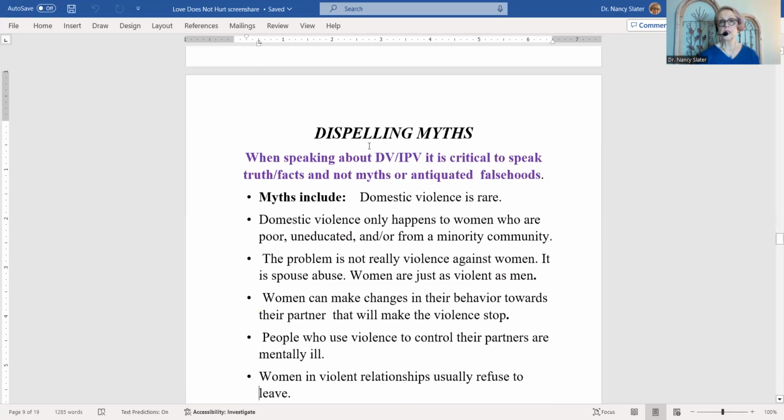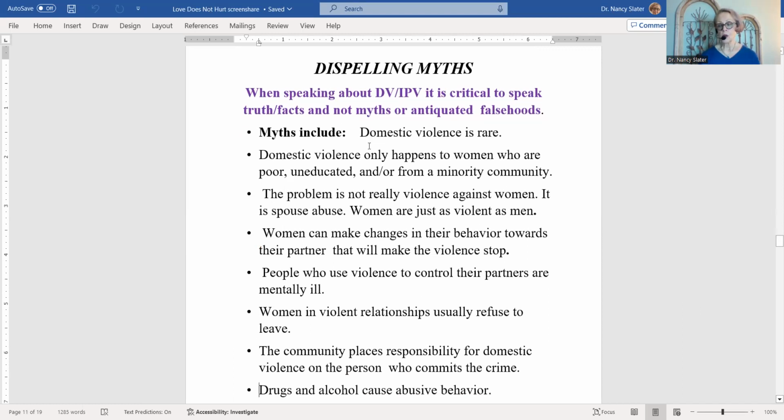Let's talk about dispelling myths. What do I mean by that? I find that in order to understand things that happen in our world, we must explain them. Our minds want to make sense out of them. And this is what has happened in domestic violence and intimate partner violence. It is so difficult to understand, so difficult to explain, that over the last couple of hundred years, myths have been created to explain away what is going on behind closed doors.